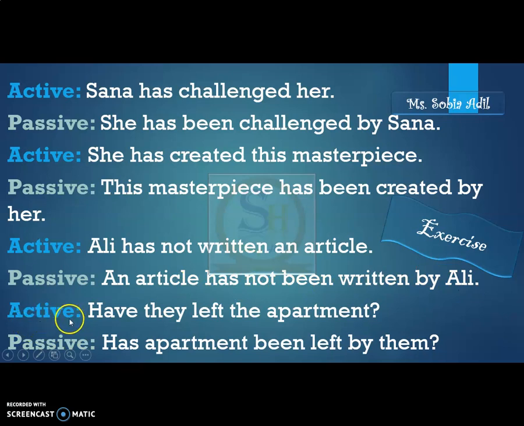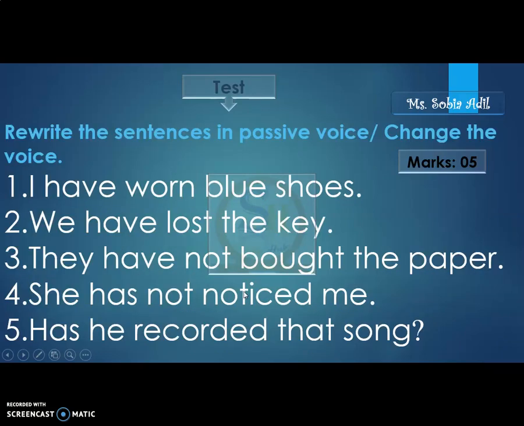Last one is active: Have they left the apartment? Question mark. Now this one is the interrogative sentence. You are to change it into the same, interrogative, right? So the passive is: has the apartment been left by them? Question mark. So this one is the exercise, students.